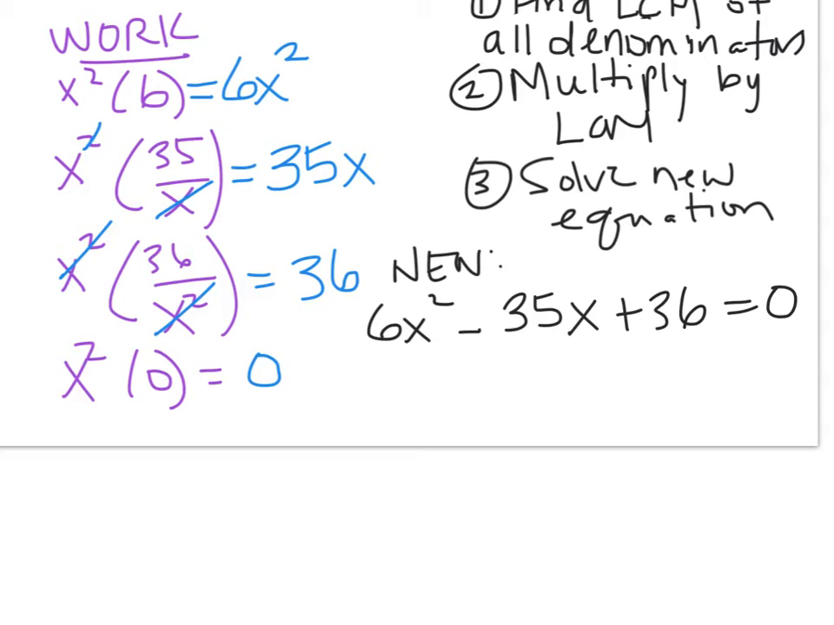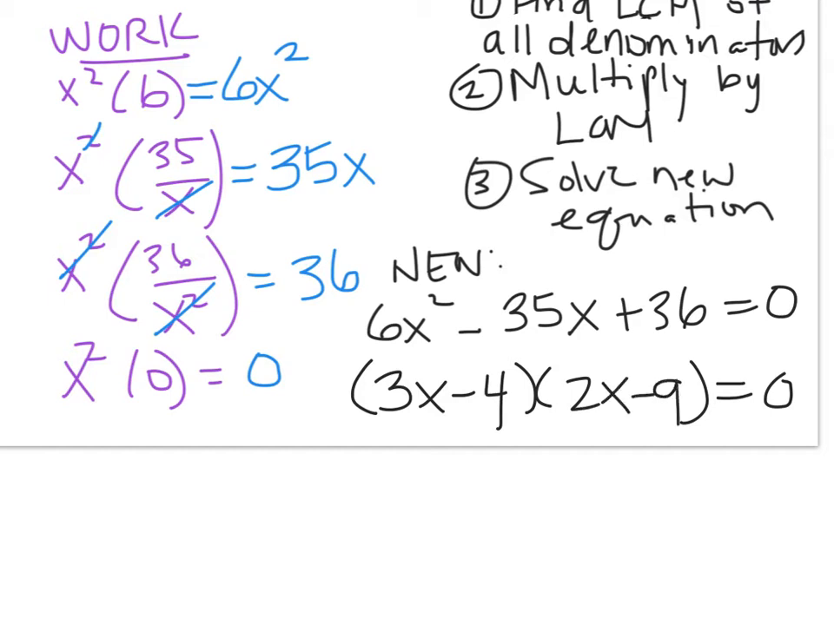But I would go back and use the AC method to actually get your factors, so you can check your factoring. This is going to factor into 3x minus 4 times 2x minus 9. You can multiply that out and you'll get the quadratic above. If I solve this one, I end up getting 4/3, and this one gets me 9/2.